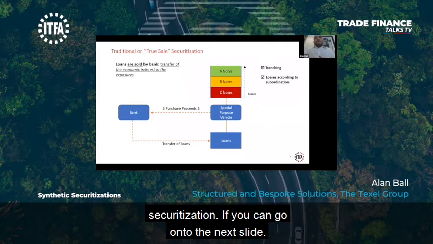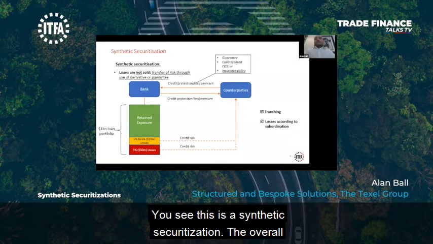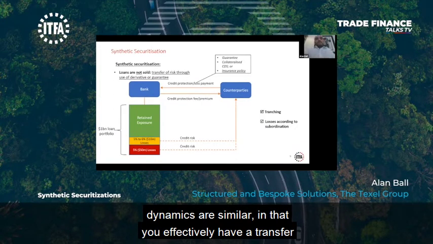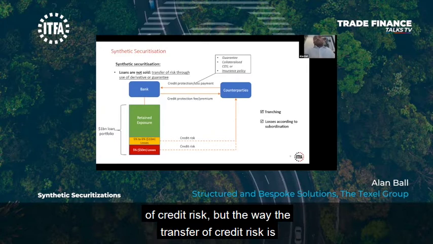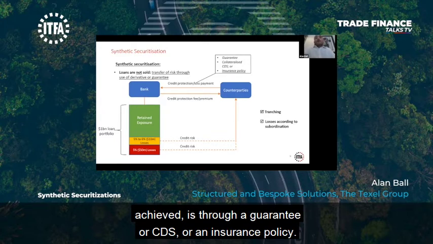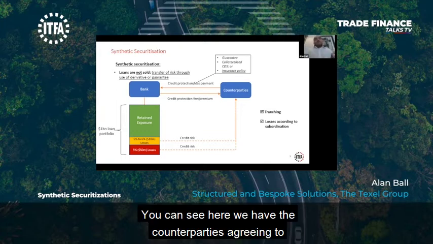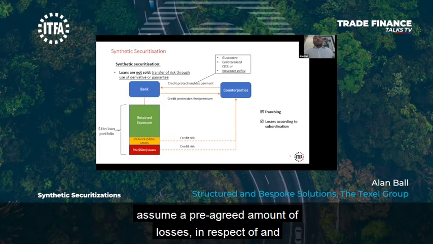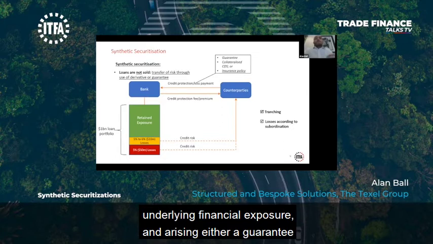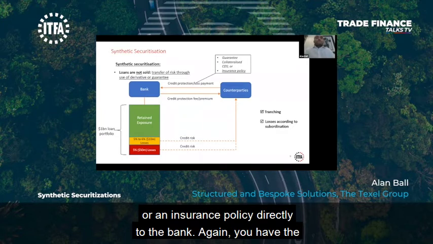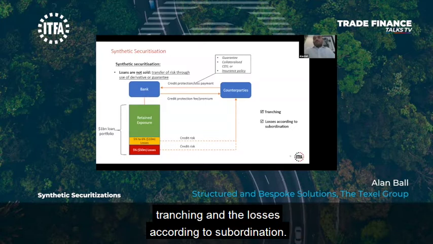If you go on to the next slide, you see this is a synthetic securitization. The overall dynamics are similar in that you effectively have a transfer of credit risk, but the way the transfer of credit risk is achieved is through a guarantee or a CDS or an insurance policy. You can see here we have the counterparties agreeing to assume a pre-agreed amount of losses in respect of an underlying financial exposure, and they're writing either a guarantee or an insurance policy directly to the bank. Again, you have the tranching and the losses according to subordination.